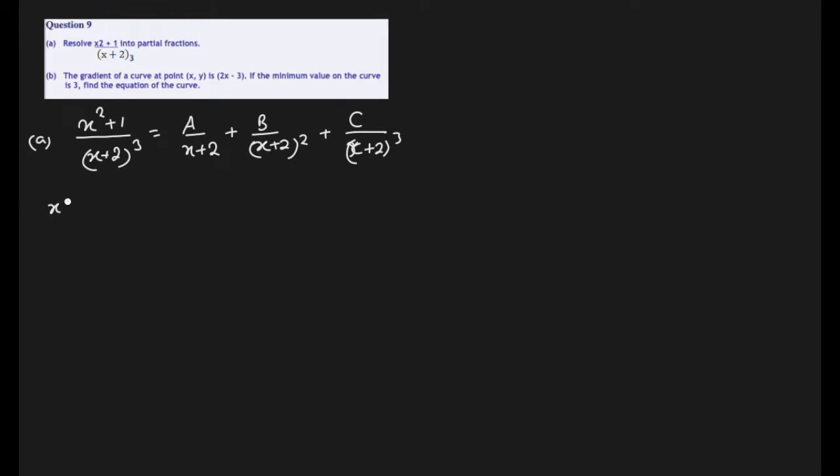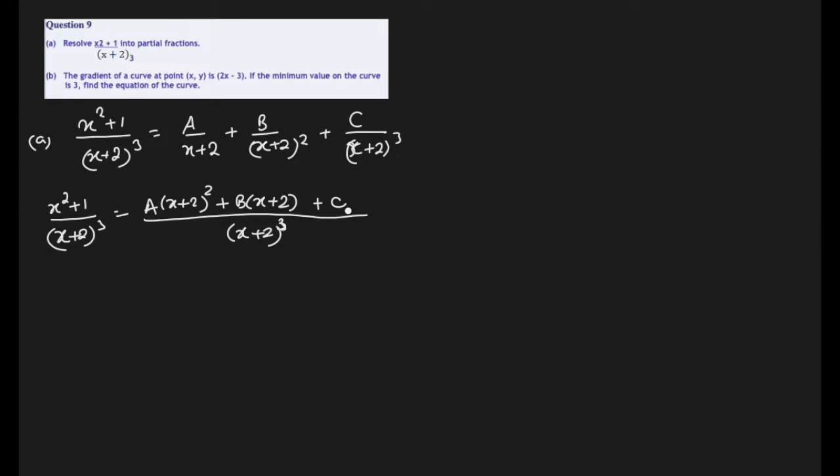So now if I expand the right side, the LCM of these 3 is x plus 2 cube, because it includes both of them. So a's denominator is x plus 2 only. That means to make it x plus 2 cube, we will have to multiply this by x plus 2 square. Similarly, here we have a square, we need one more, so we will multiply it by x plus 2. And c has x plus 2 cube already, so we will not multiply with anything because it is already c over x plus 2 cube. Now we have to find the values of a, b, and c.